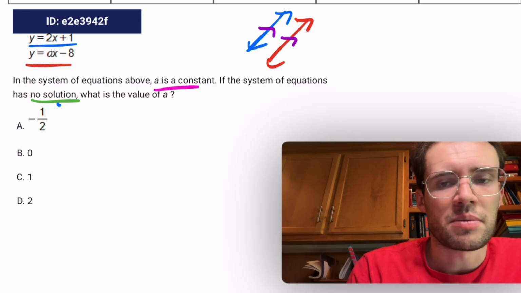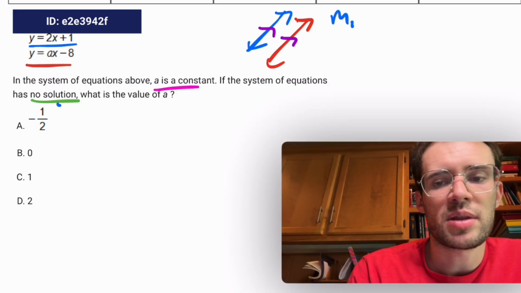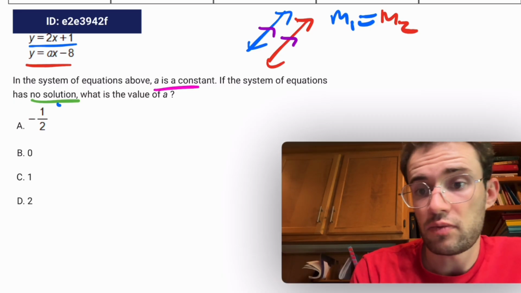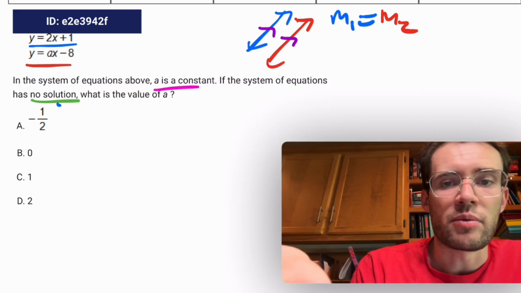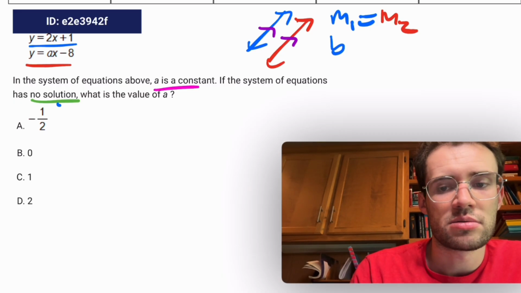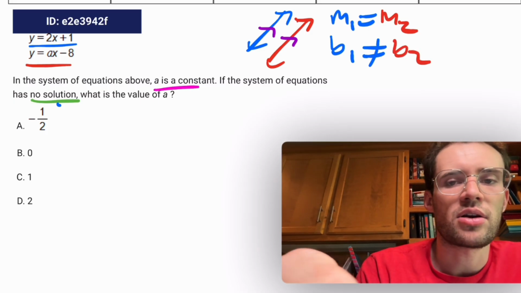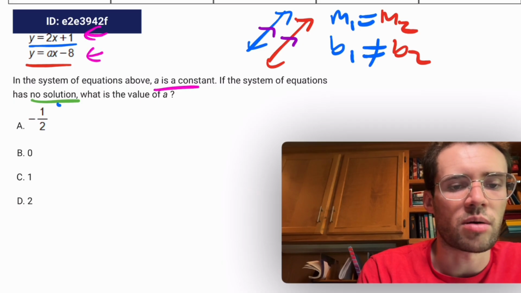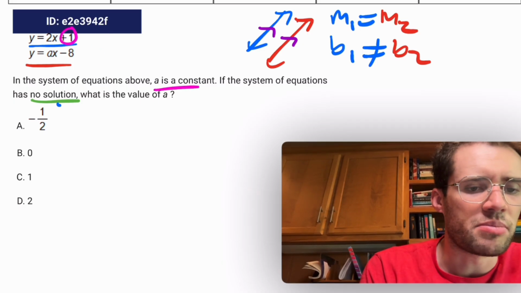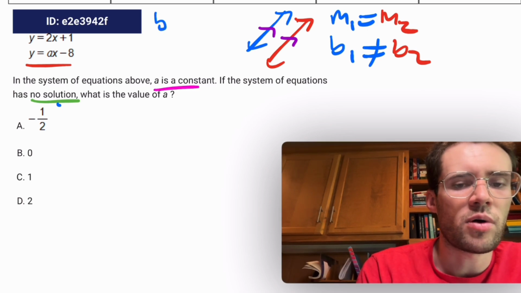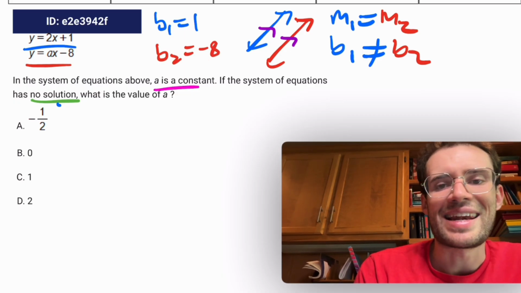Now, for them to be parallel lines, we need their slopes to be the same. So m1 should be equal to m2, and that's what we're figuring out, what a is to make that true. And then we also need their y-intercepts to be different. So b1 is not equal to b2. That part they already gave us, because these are both in slope-intercept form already. They were really nice with that. And the b value is just what you're adding at the end. So b1 is equal to 1, and b2 is equal to negative 8. So b1 is already not equal to b2.